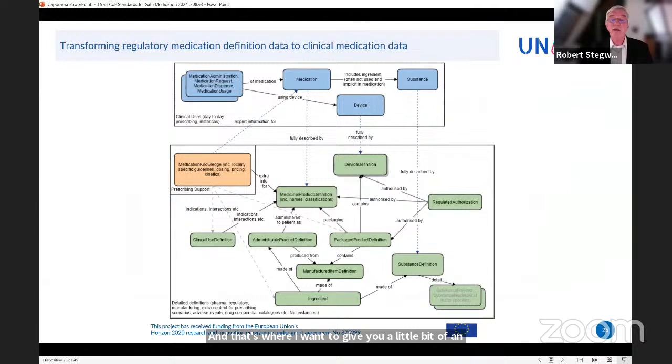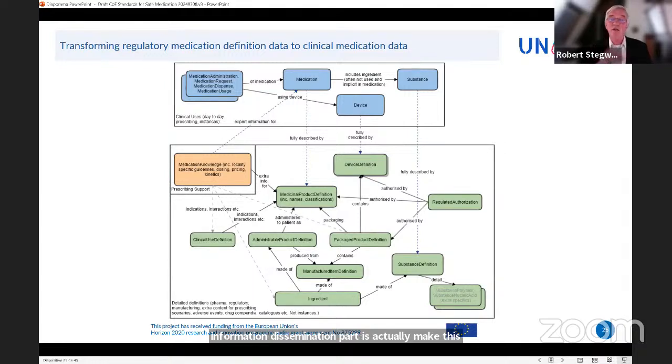Especially in FHIR, you see that the regulatory world on the bottom side has a very detailed definition of what a medicinal product is, how it is being used, how it's being manufactured, et cetera, et cetera. Whereas on the upper side, that's the model for prescribing and dispensing, and that's a bit easier model. So what we need to do in that change over from the regulatory part to the information and dissemination part is actually make this move into the different model.